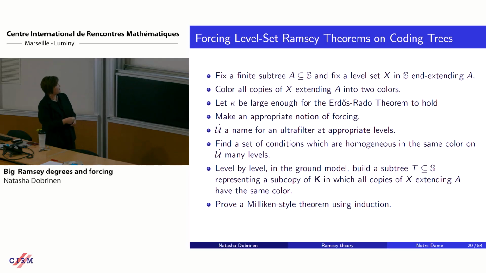So, but again, with this, level by level, you set up your forcing, you find your nice homogeneous set of conditions, and then you use them to figure out where you should start building your subtree, and then you use them to find the next finite level where you should go to have one color. And everything you're building is in the ground model. You've never gone to a generic extension.